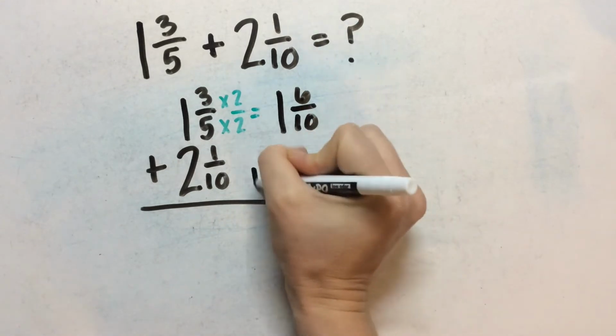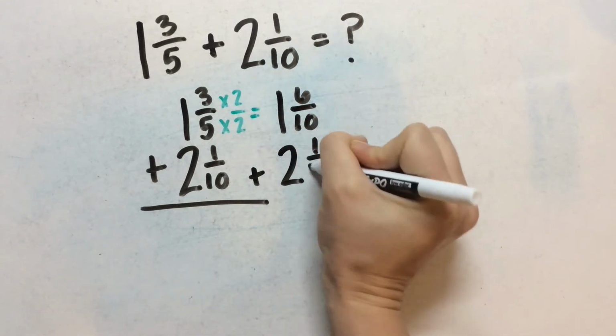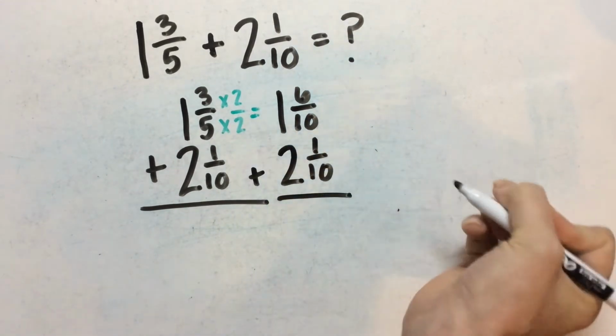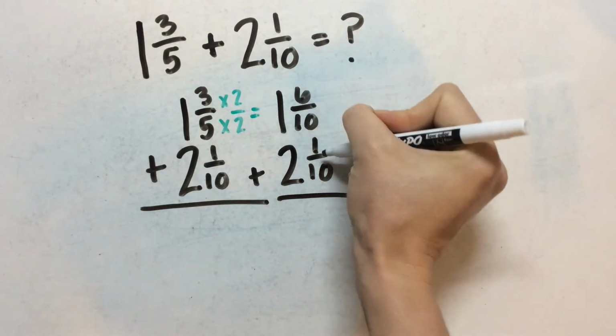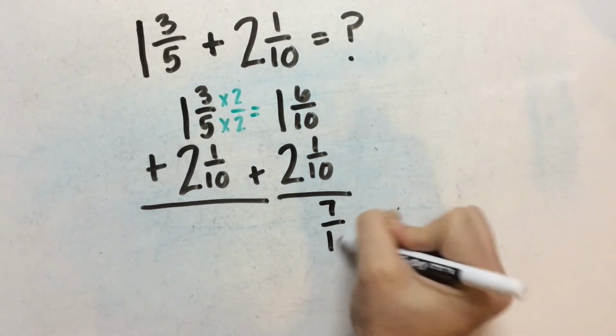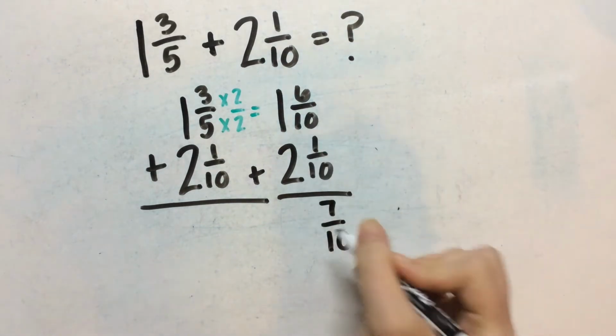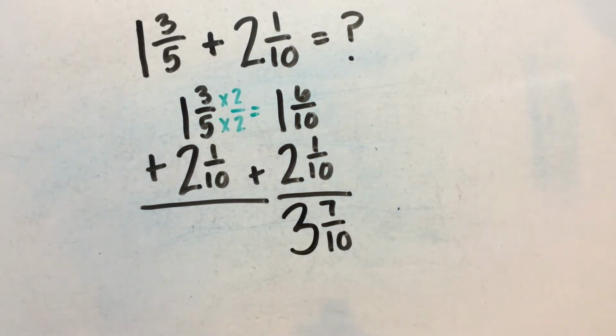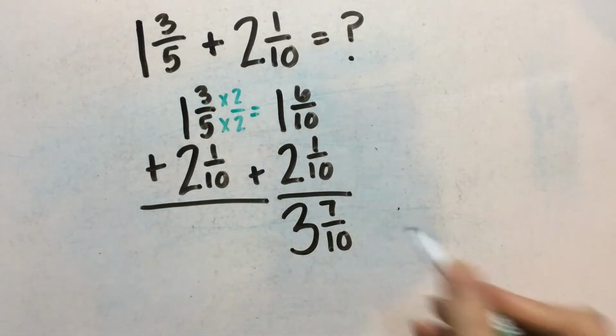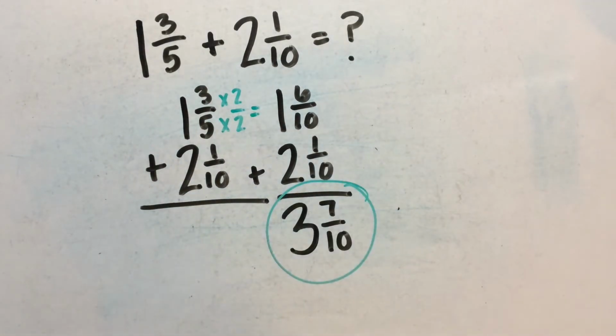Now I can add together that 2 1/10. Okay, so then I can add 6 and 1 and give 7/10, and my whole numbers 1 and 2 and get 3. So 3 7/10. 7/10 is in simplest form, so I can say that this is my answer.